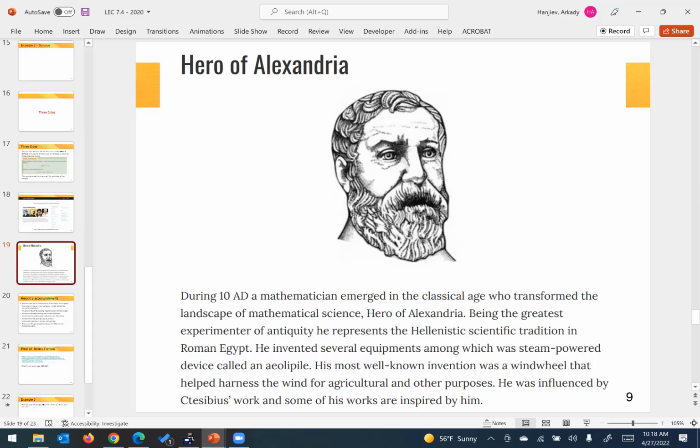During 10 AD, a mathematician emerged in the classical age and transformed the landscape of mathematical science. He is super cool. He was the greatest experimenter of antiquity. He invented several pieces of equipment, steam-powered devices, windmills harnessing agricultural wind. He made hundreds of puzzles and games just for fun. He is the first one credited with developing the rudimentary pieces of a propulsion engine. Guys, this is propulsion engines in 10 AD.